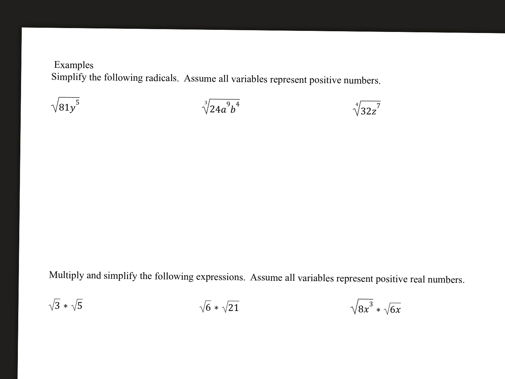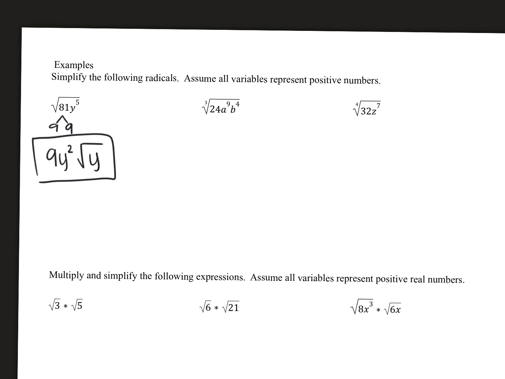So 81y to the 5th, square root. 81 is 9 times 9. We'll have 9. There are 2 groups of 2 in 5, and then I'm going to have a 5 left over. So we get 9y squared, square root y.